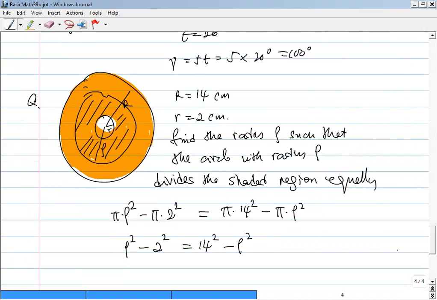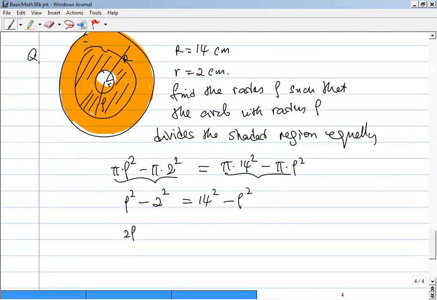We're calculating the area of the outside of the circle with radius rho, which should be pi 14 squared minus pi rho squared. Just take the difference. So now you have 2 rho squared equals 14 squared plus 2 squared. Then divide by 2. I don't know how to get 7, right? You guys said 7, okay? But my calculation tells me it's not 7.